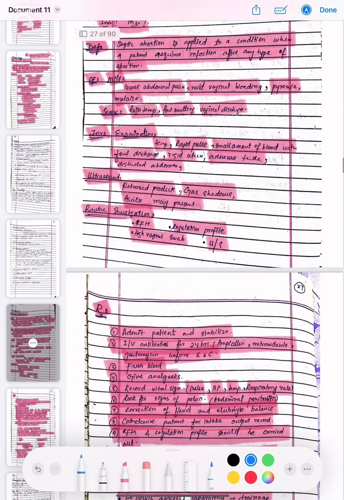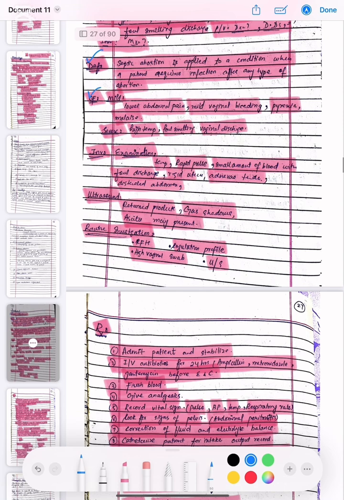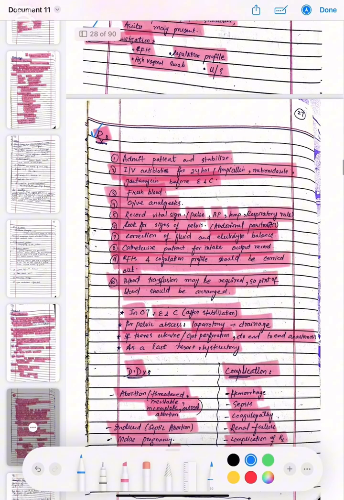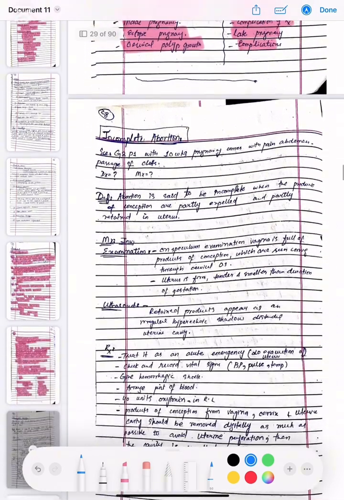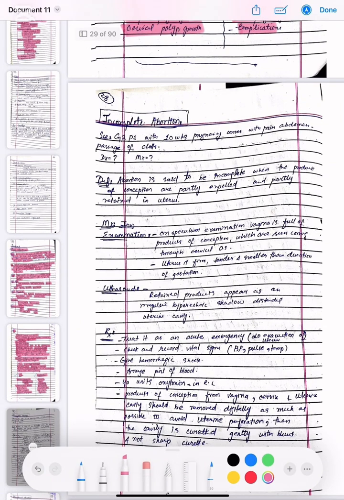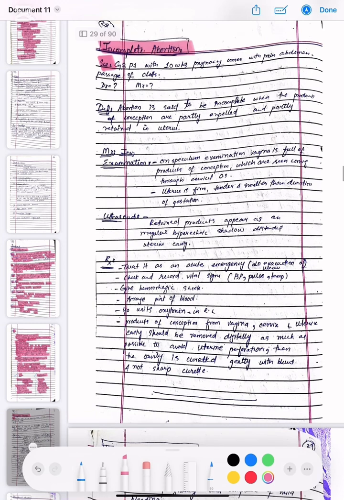So we have discussed the definition, then the clinical features which are both mild and severe, then the investigation options which are examination, then ultrasound and routine investigation, then the treatment options are done, then we will do the differential diagnosis and the complications.